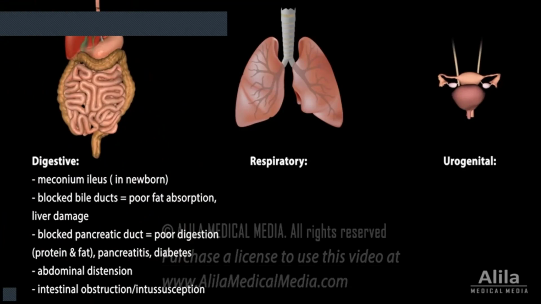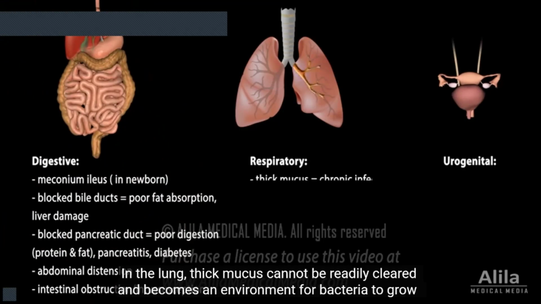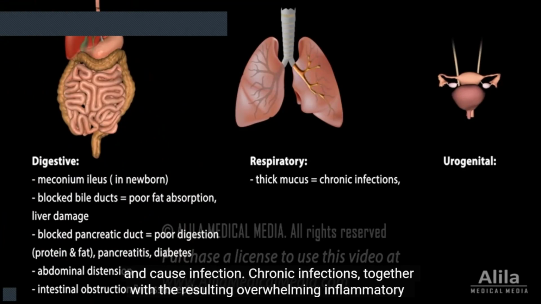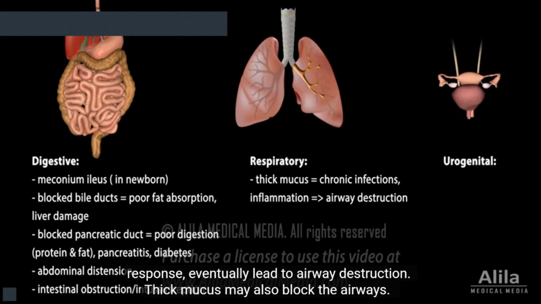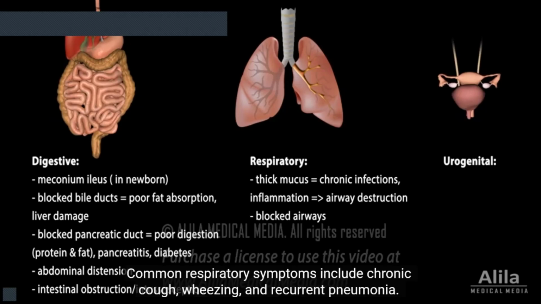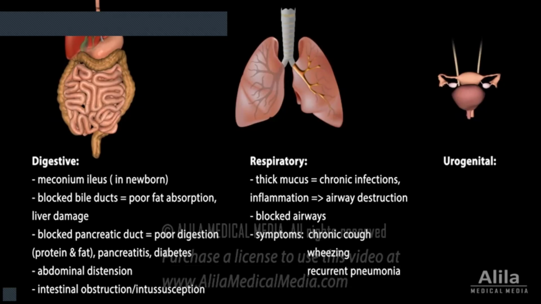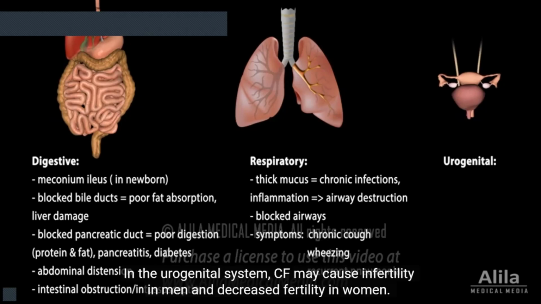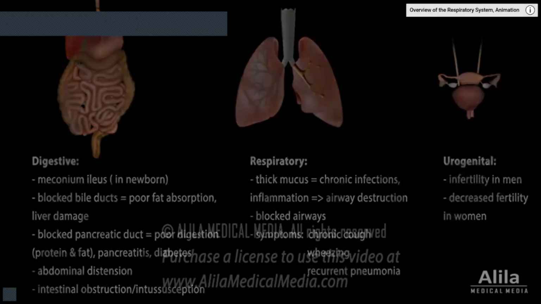In the lung, thick mucus cannot be readily cleared and becomes an environment for bacteria to grow and cause infection. Chronic infections, together with the resulting overwhelming inflammatory response, eventually lead to airway destruction. Thick mucus may also block the airways. Common respiratory symptoms include chronic cough, wheezing, and recurrent pneumonia. In the urogenital system, CF may cause infertility in men and decreased fertility in women.